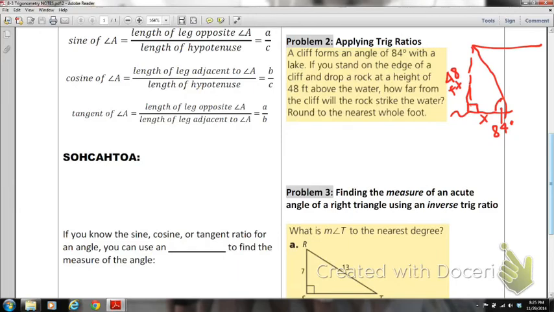So we have an angle, and from the perspective of this angle, 84 degrees, we know the side that's opposite it, and we want to know the side that is adjacent to it. Which trig ratio has to do with opposite and adjacent? That's tangent. So let's set that up. Tangent of 84 degrees, the tangent of that angle, is equal to opposite over adjacent. Opposite that angle is 48. Adjacent to that angle is the side we want to know, the x. So you're going to have to solve for x.